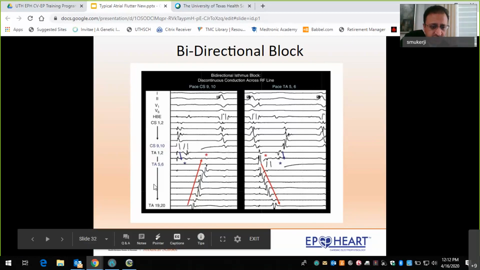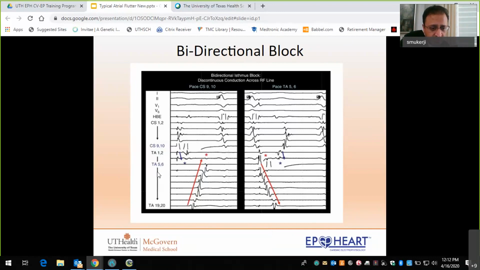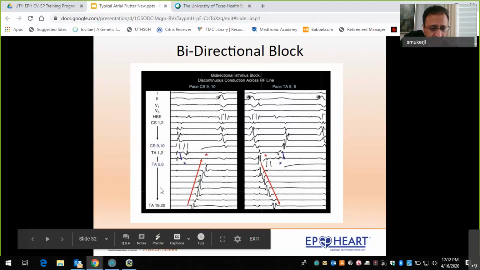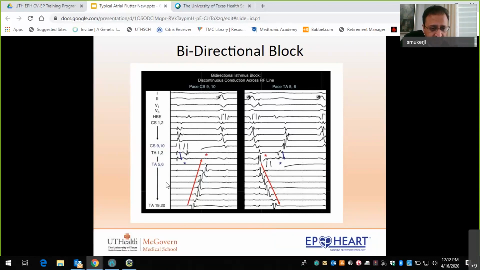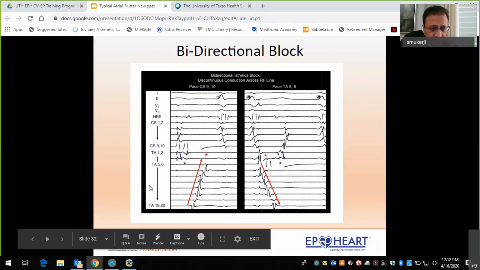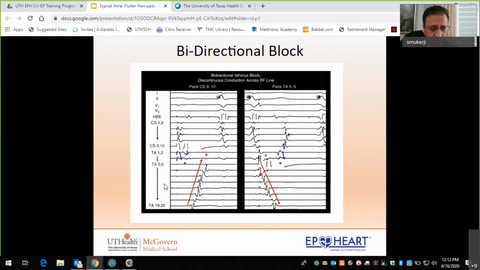Just to explain things, if you focus your attention on the pointer, imagine this as the line. I've got my CS on the right side of the screen and my ablator on the left side of the screen. So I pace from one point and I see how much time it takes to reach, point A to point B. That's one direction. And then I do the same thing from point B to point A. And when there's block from pacing from both points, point A and point B, that is what's called bidirectional block.